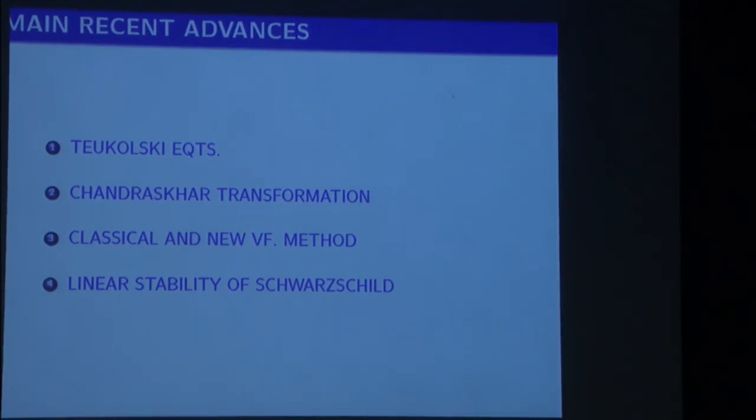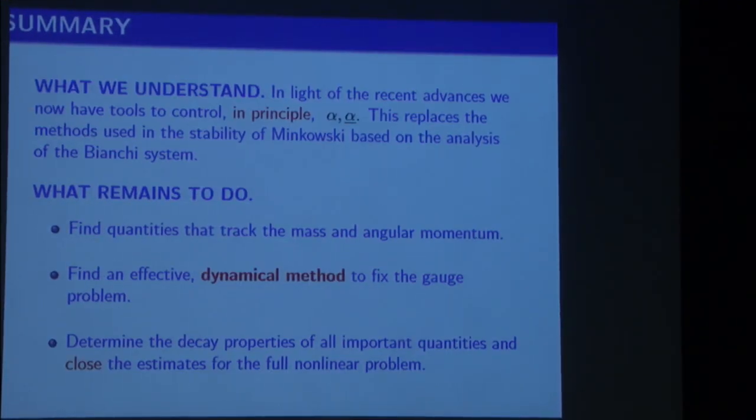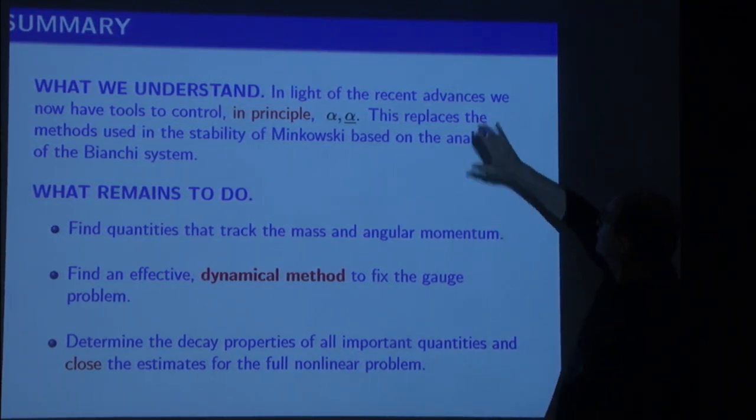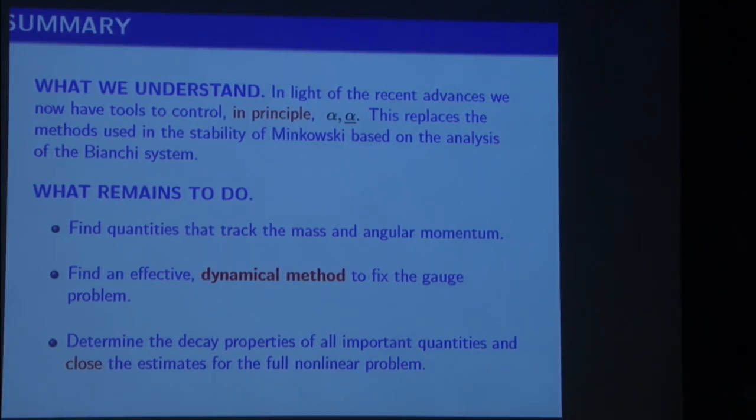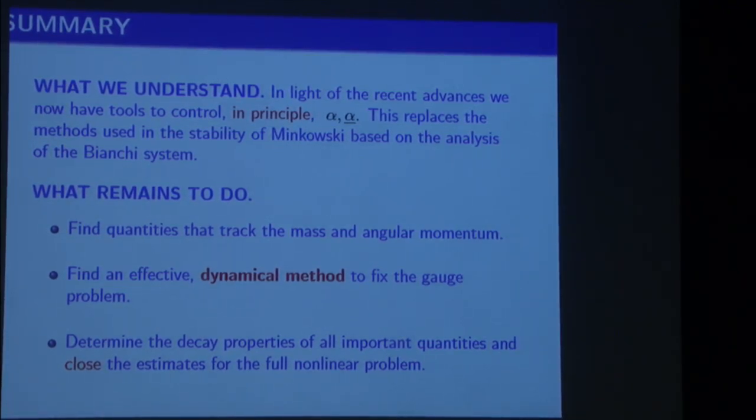Okay, so again, this I discussed last time. So in summary, what we understand today is that in light of the recent advances, we now have tools to control in principle alpha, alpha bar, not just for Schwarzschild, but also in Kerr. This is something that I talked about last time, and I'm not going to talk much more about it.